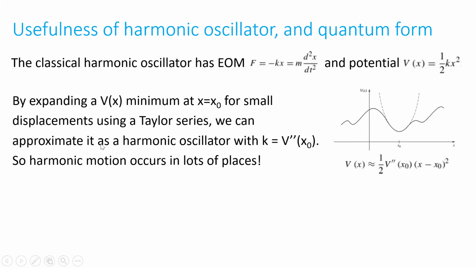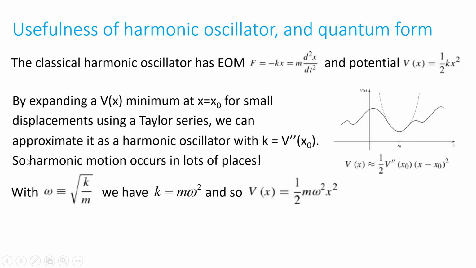Harmonic motion occurs in lots of places, not just a mass on a spring, but in vibrational motion in molecules, in interatomic potentials, in lots of places. In biological systems, there are close to harmonic forces, which we can use the harmonic oscillator for. So it's a very useful form.